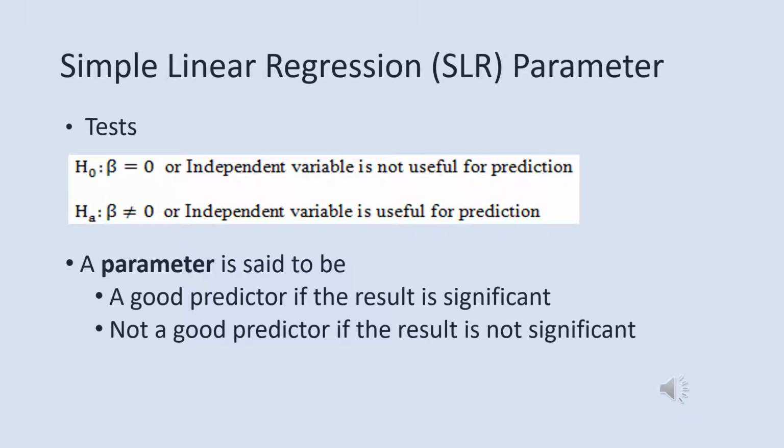It is also important later when you're discussing your results that you are aware of the simple linear regression parameters. Your hypothesis is that the independent variable is useful for prediction, and your null hypothesis is the independent variable is not useful for prediction. So a parameter is said to be a good predictor if the result is significant and not a good predictor if the result is not significant.